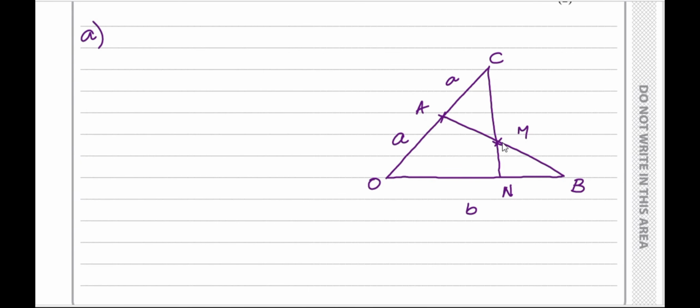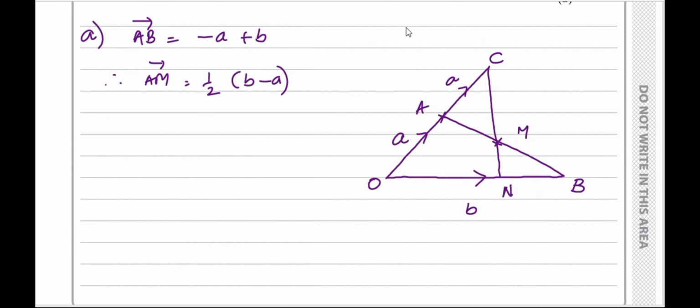Since CM is passing through the midpoint M, it may be easy for us to write vector CA plus AM. Therefore, let's first figure out what vector AB is. Vector AB equals A to O, which is minus a, because this is a and this also is a, and this is b. So minus a plus b. Therefore, vector AM equals half of b minus a.